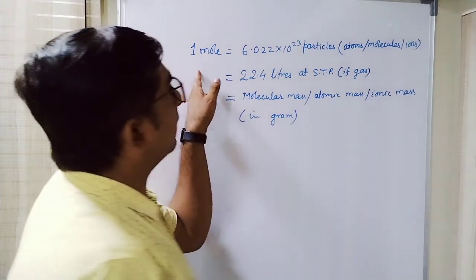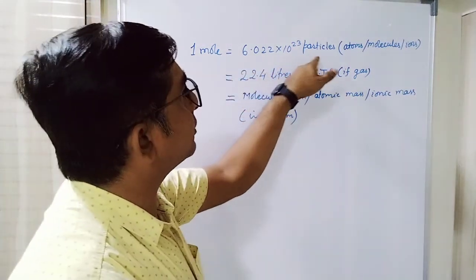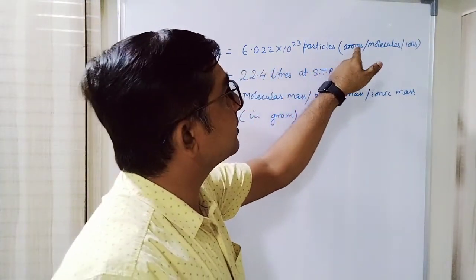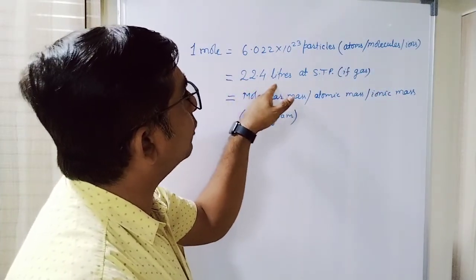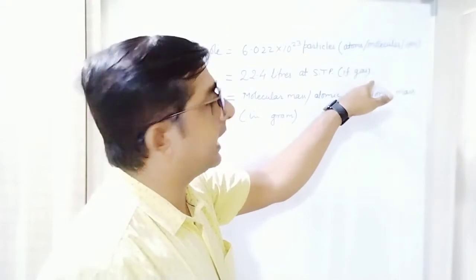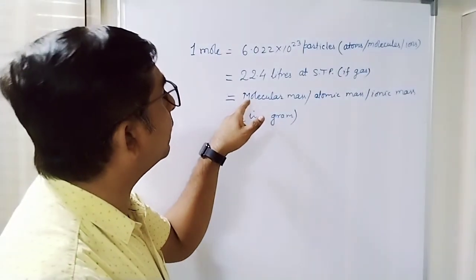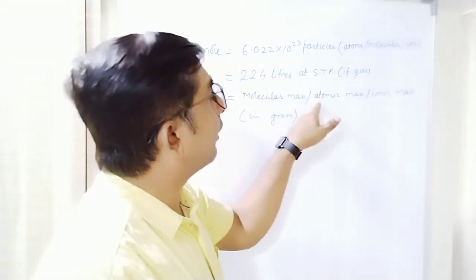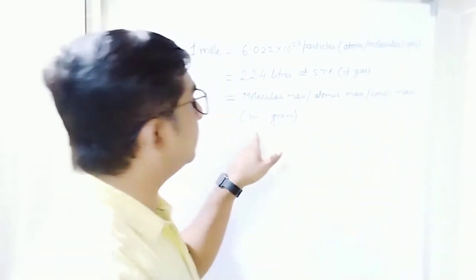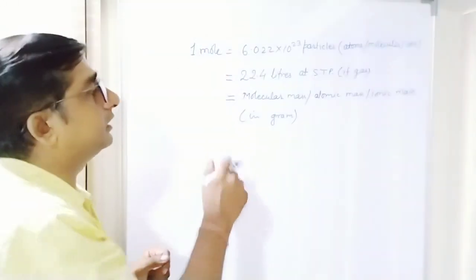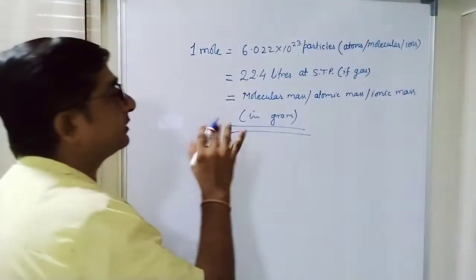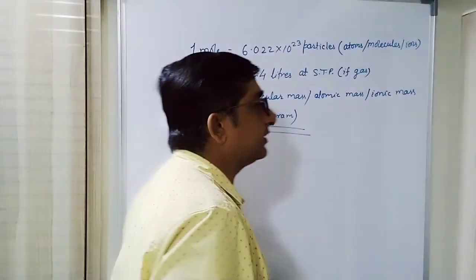So 1 mole is equal to 6.022 into 10 raised to 23 particles. Particles means atoms, molecules or ions. That is also equal to 22.4 liters at STP if gas, which is also equal to the molecular mass or atomic mass or ionic mass in gram. So this is your 1 mole. Sometimes you have to change one thing into the other, so this is going to help you. This is very important.